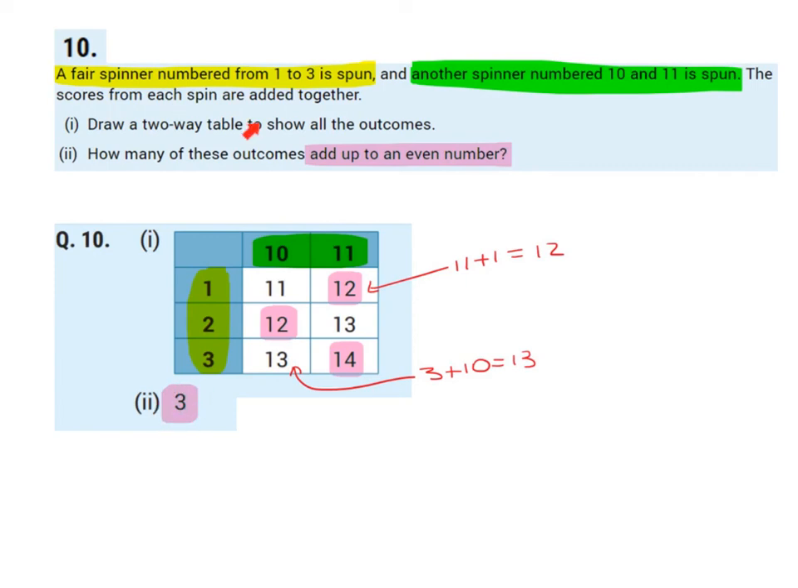So we were asked to draw a two-way table, which we did, to show all the outcomes. There were 6 of them. But if we had just been asked how many possible outcomes there are, well, for the fair spinner numbered 1 to 3, there are 3 possible outcomes, 1, 2 and 3. And for the fair spinner numbered 10 and 11, there are 2 possible outcomes, 10 and 11. And if we had been asked how many possible outcomes, how many means multiply, and 3 times 2 gives us 6 possible outcomes. And we can see here they are. Here are the 6 possible outcomes.